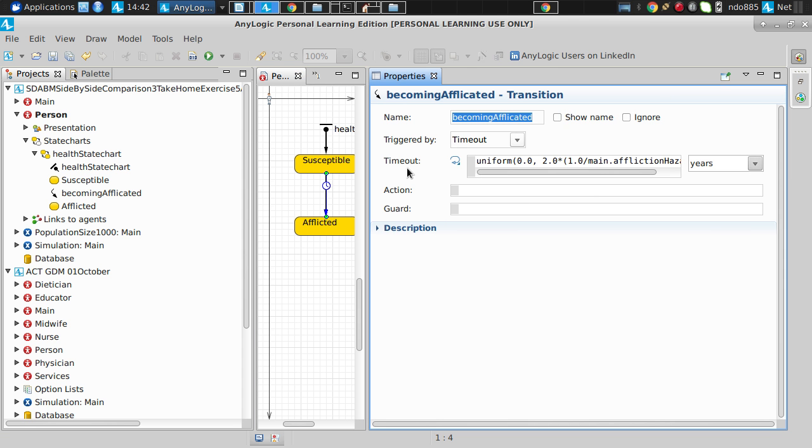It draws from a uniform distribution whose minimum value is 0, and whose maximum value is twice 1 over that hazard. This is a uniform distribution. So here's our uniform distribution, and it goes from 0 to 1 over alpha. I'm calling this the affliction hazard. Okay, sorry, twice, 2 times that. So what's the average value of this, or what's the mean value of this?